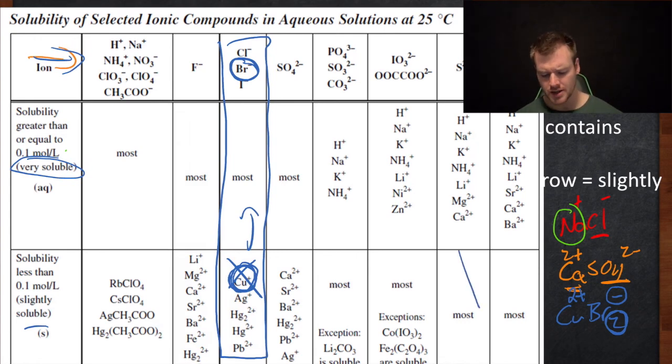Another one in this chart, and I don't think this is the exact same one from your data booklet, sometimes it will say group 1 ions. That means everything in that first group or first column on the periodic table. So that would be like potassium and sodium and things like that. So make sure that if you see group 1 ions, you consider if the cation is a group 1 ion.